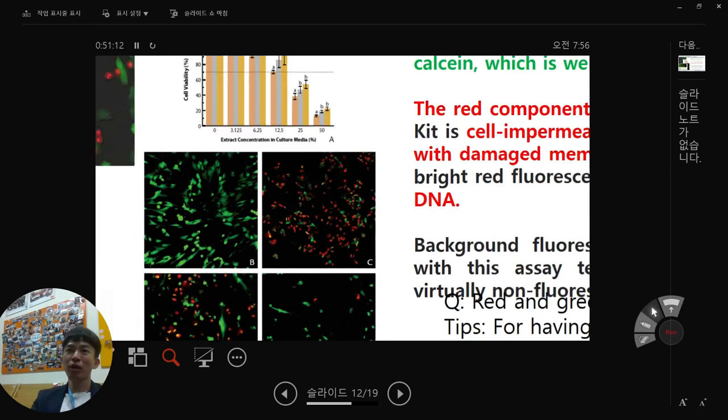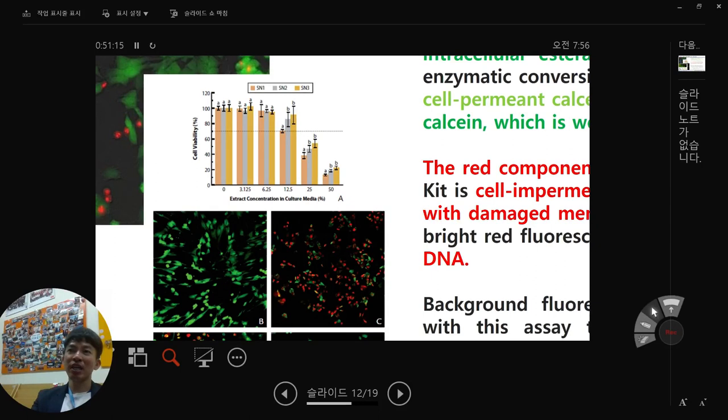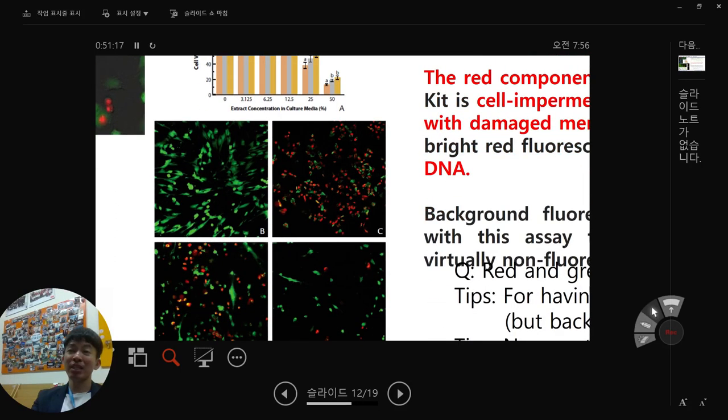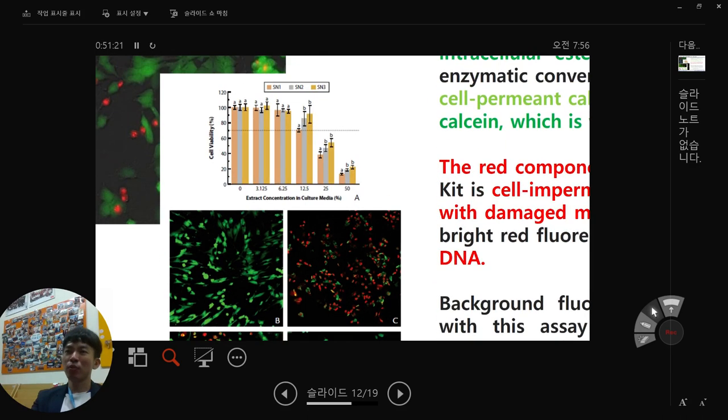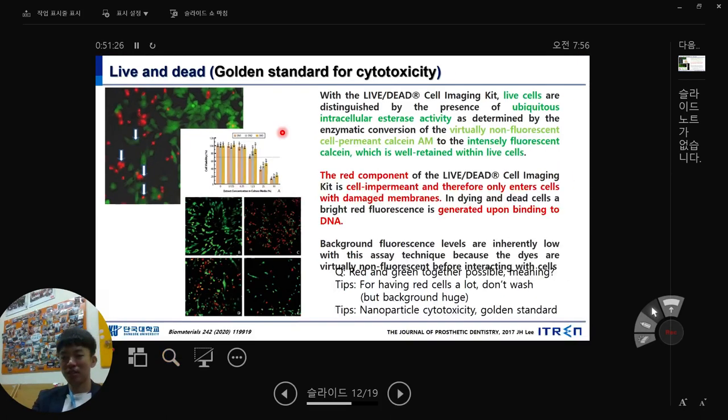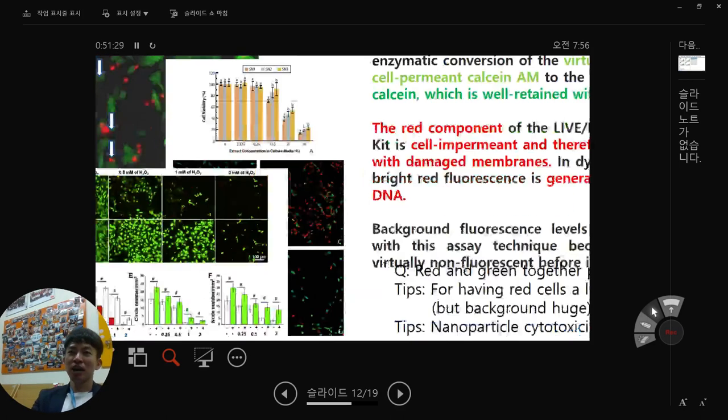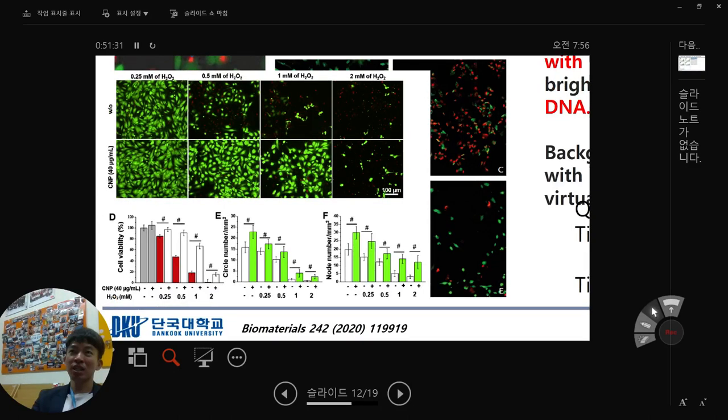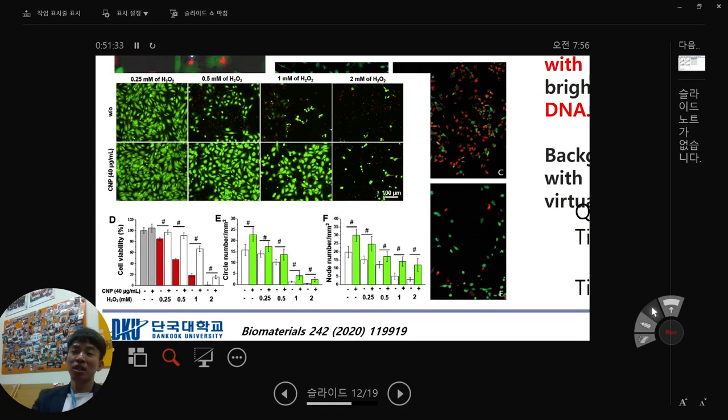So always show this cell viability from CCK or WST together with the live and dead image. And then people say, oh, okay, this is true. But when you show this one, ooh, yeah, okay. And in high impact journals also, you can see this kind of live and dead image. From these live and dead images, you can do a cell viability test, or you can separately do the CCK assay to support these live and dead images.